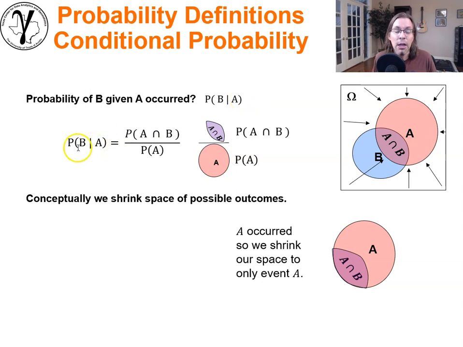How do we calculate that? The equation is going to be as follows. The probability B given A is equal to the intersection probability of A and B divided by the probability of A. Now let's go to the Venn diagram and see what that means. We have made the statement that A has occurred. Okay, so we no longer deal with omega. In a conditional probability, we have to conceptually shrink the space of possible outcomes to only A. Because we said A occurred, now our universe is only A. We can't see anything else.